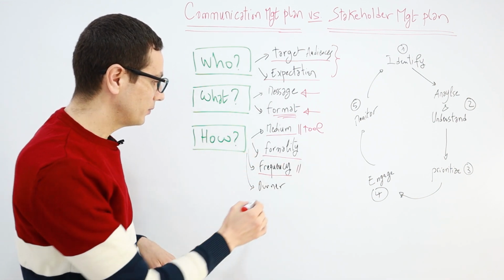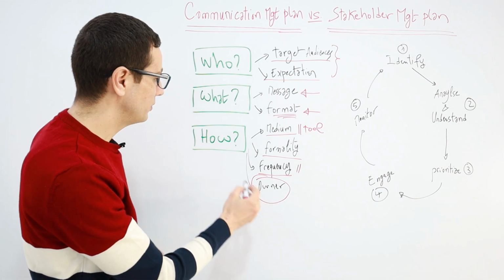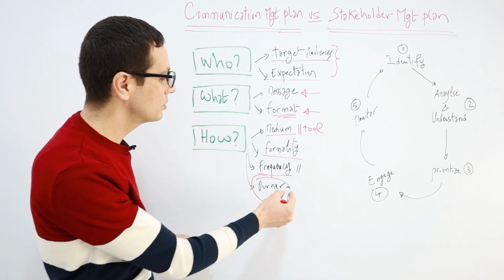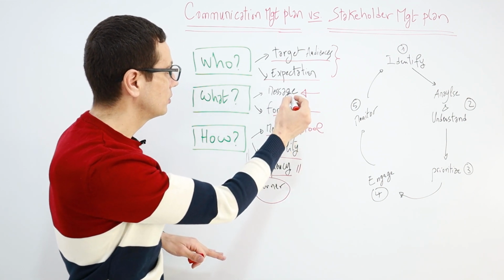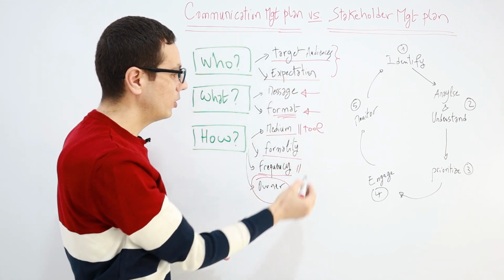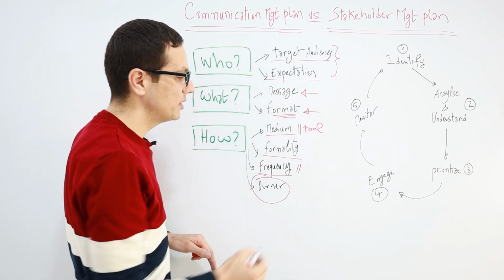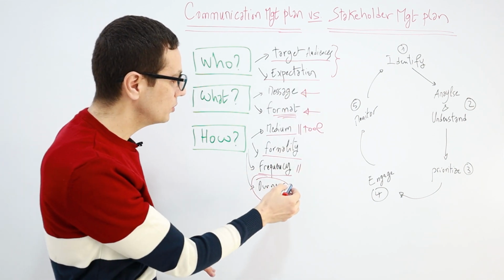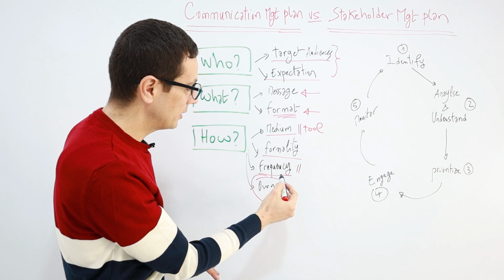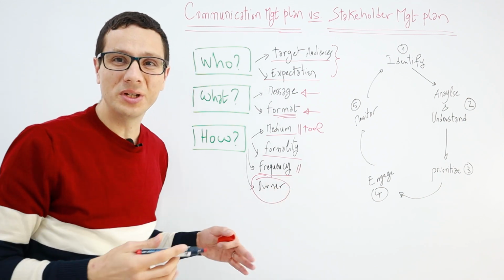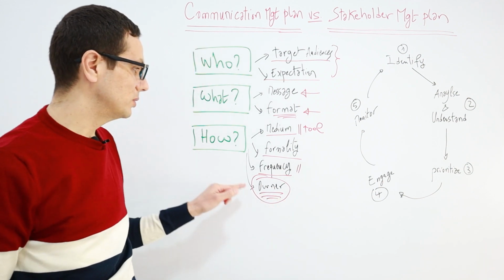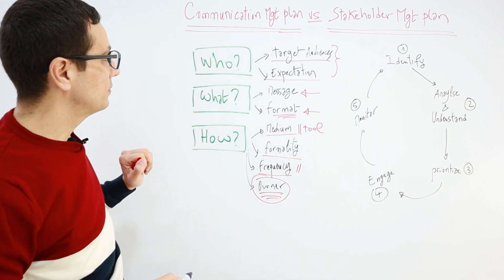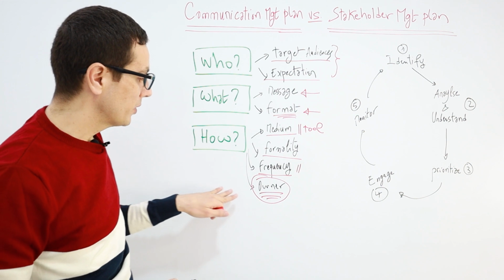And finally, who is going to take care of the stakeholder? Who is going to send the message to the target audience or use that tool to send the message? And who is going to write the message and send it on the agreed frequency? So the owner is also part of the communication management plan.